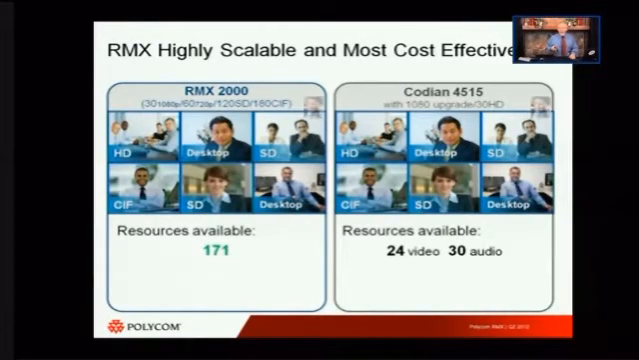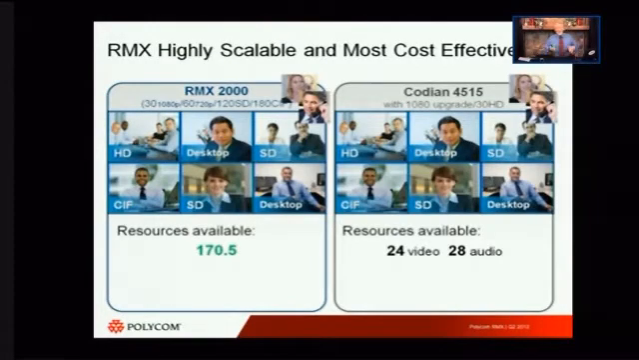And I'm going to keep adding people in. Okay. And lastly, I'm going to add a couple of audio people just for good measure, because we always have people on cell phones in the calls. So now we have an equivalent call on both sides. Polycom still has 170.5 resources available. The Kodian side has 24 ports available.